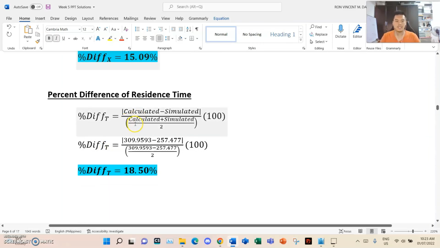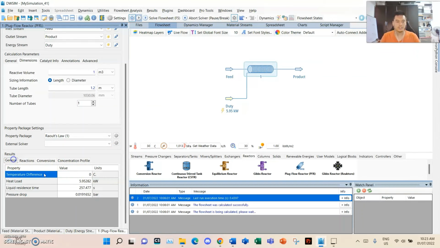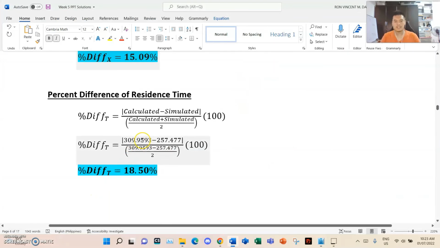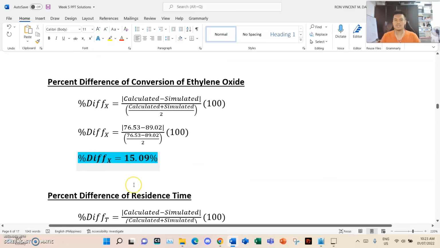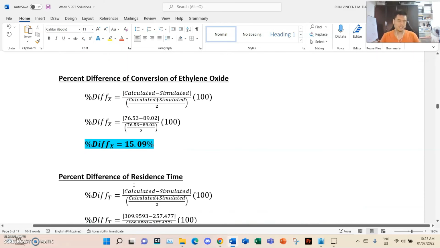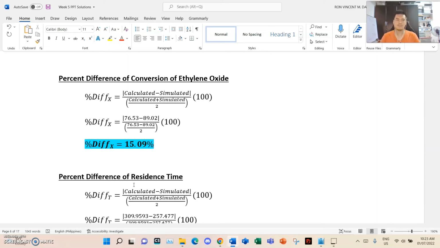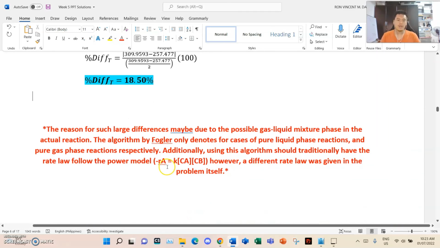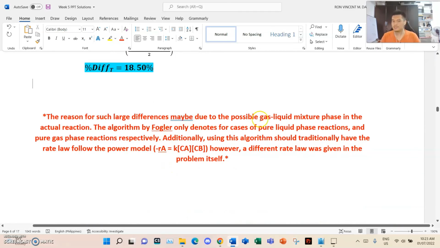And then for the residence time, simulated 257.477 and my calculated 309.9593, I calculated a percent difference of 18.50%. So it is actually quite large. However, this can be a good estimate since percent-wise it doesn't exceed 20%, 50%. It doesn't even exceed 100%. The reason for such large differences may be due to the possible gas-liquid mixture phases in the actual reaction.